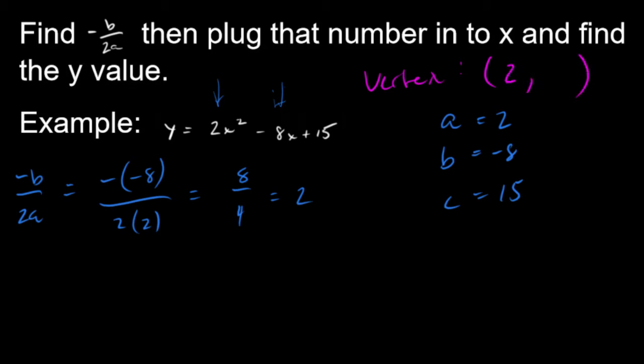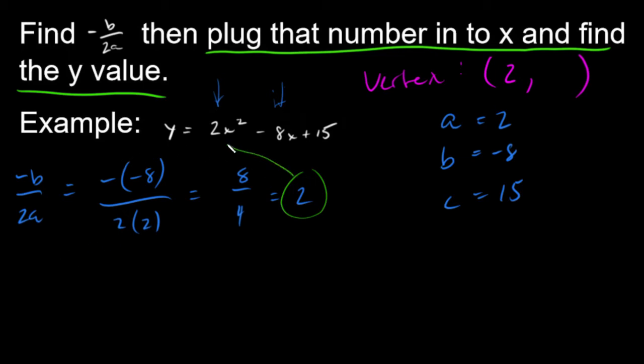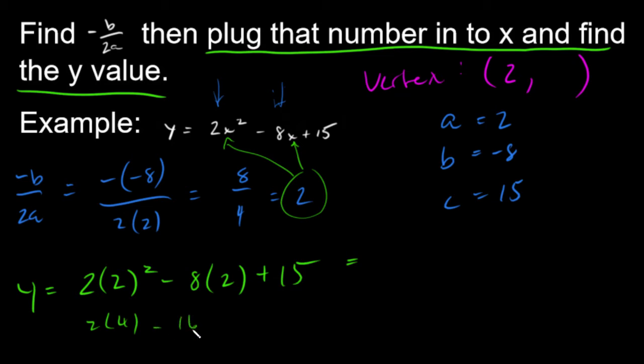Now we need to find the y coordinate of your vertex. And to do that, you take this value and plug that into x and find y. So y equals 2 times 2 squared minus 8 times 2 plus 15. You could use your calculator for all this if you wanted to. 2 times 4 minus 16 plus 15. That's 8 minus 1, which is 7. So you have 2, 7. That's your vertex. All right? That's finding the vertex. I know I say that's it, but it just follows the formula.